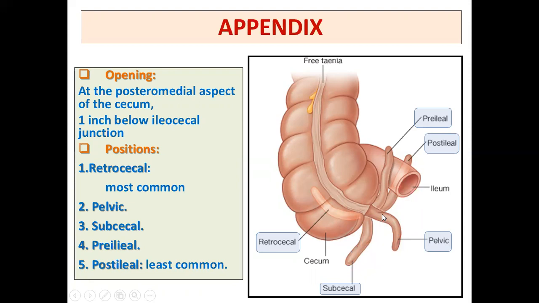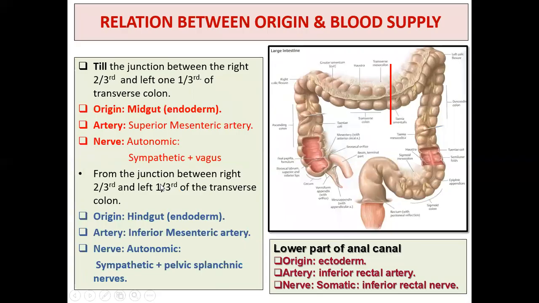Then pre-ileal and post-ileal. The ileum, as we have seen, ileocecal junction. So the ileum is coming here. Sometimes it is present in front of the ileum, sometimes behind. If it is present in front, then it is called pre-ileal, and if it is present behind, then it is called the post-ileal position. So these are the five important positions of the appendix: retrocecal, pelvic, subcecal, pre-ileal, post-ileal. But the commonest will be the retrocecal.